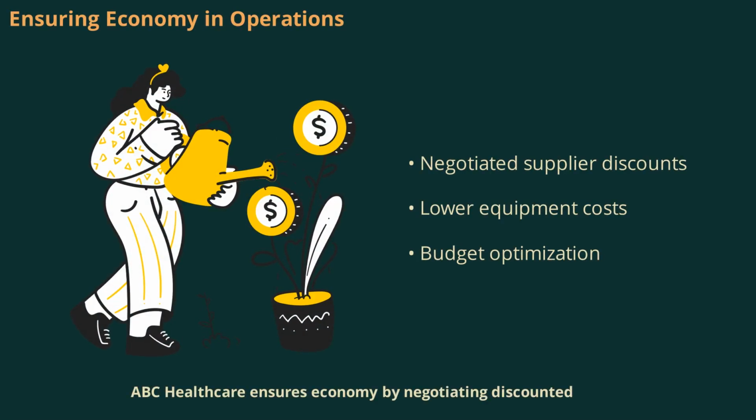ABC Healthcare ensures economy by negotiating discounted rates with suppliers for medical equipment and supplies. This approach allows them to obtain the necessary resources at the lowest possible cost, freeing up funds for other critical activities. By focusing on economy, NPOs can stretch their budgets further and serve more beneficiaries without compromising quality.